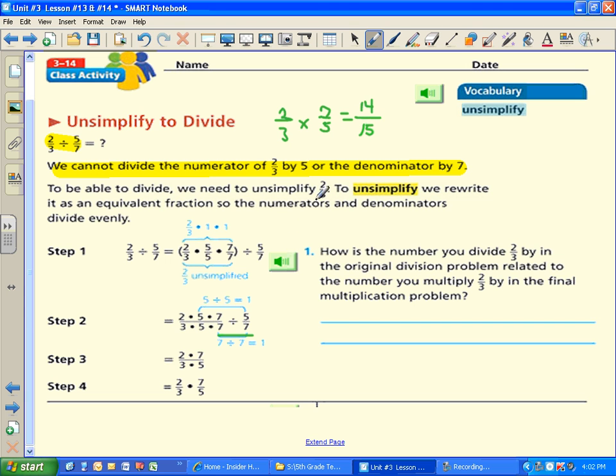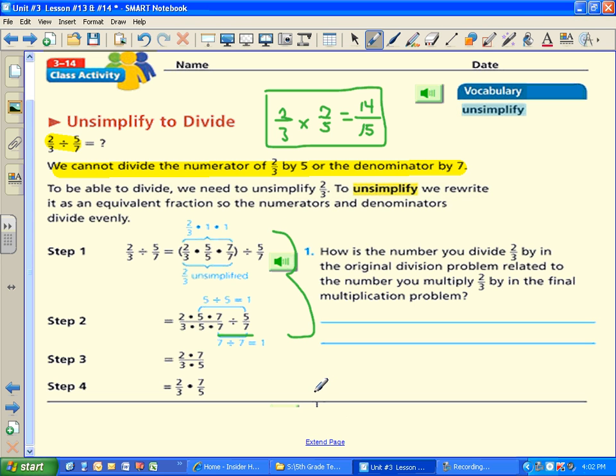It's just showing you another way of solving this problem. If you like to find the reciprocal and then multiply, that's great. But if you follow these steps here, which I would encourage you to jot down, you could do that as well.